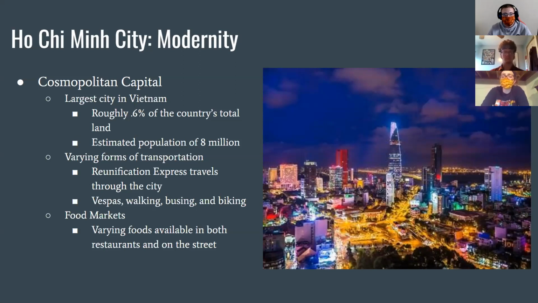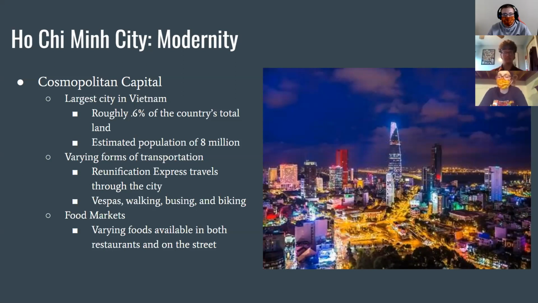The last time that there was a census done in Ho Chi Minh City, it was around 2007, but it has an estimated population of around 8 million. We don't have any formal documents, but we do have an understanding that this is the estimate.